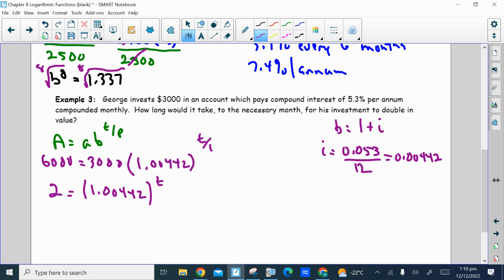So 2 will equal 1.00442 to the power t, and we want to solve for t. We can do that by converting from exponential to logarithmic. Start with the base and cycle through. The base of the exponential function will be the same as the base of the log, 1.00442. And again, I've got that number in my calculator. I'm going to use the whole number. So by converting to logarithmic, that's what we'll get. t will equal log base 1.00442 of 2.